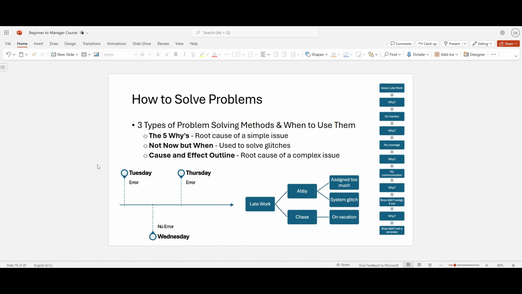And so, yep, those are the three different problem-solving methods you can use. Again, the five whys, if not now, but when, and the cause and effect outline. These will solve the majority of the problems that you face.